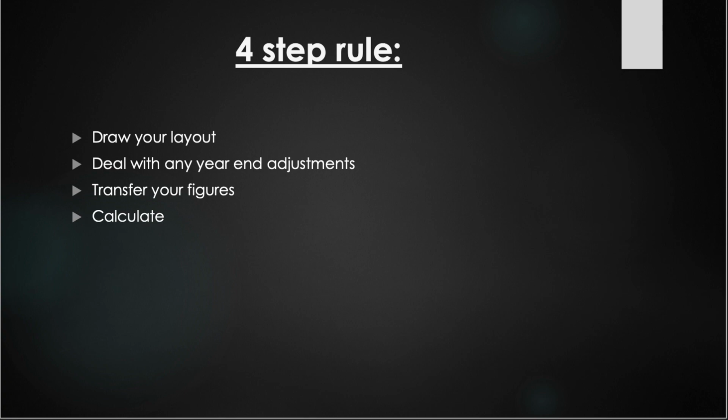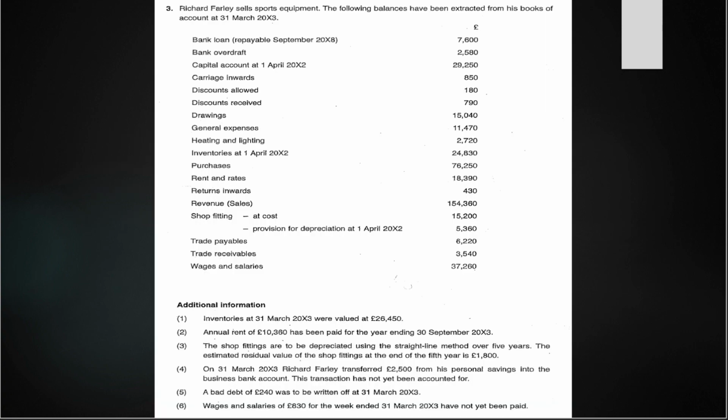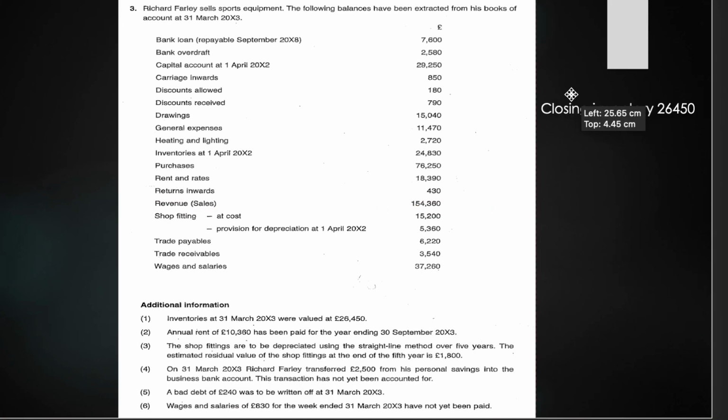Okay, so now we've done our first step, we must do our second step, which is to deal with any year-end adjustments. As we can see, we've been given 6 adjustments. The first one says inventory at 31st March 2000 was valued at 26,450. What this means is that's the closing inventory, because the line at the top says the following balances have been extracted from his books of account at 31st of March. So that's the end inventory. So I don't forget, I just put it next to my balances, so when I transfer my figures later on, I don't forget.